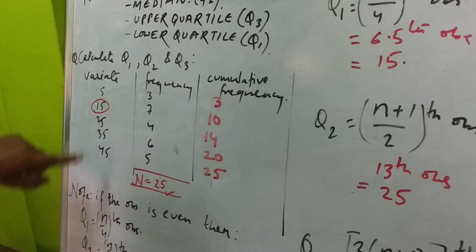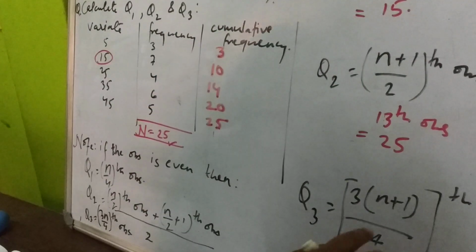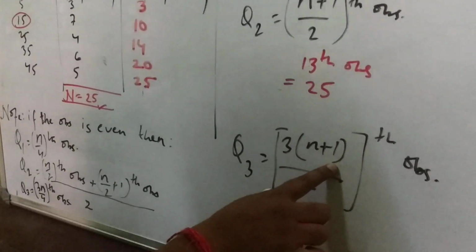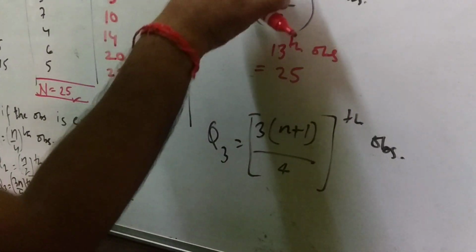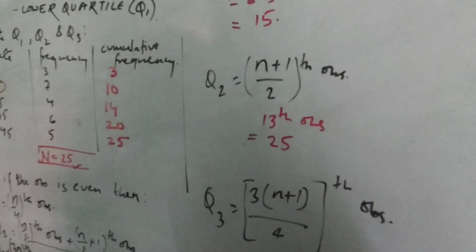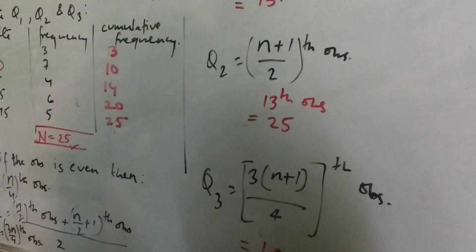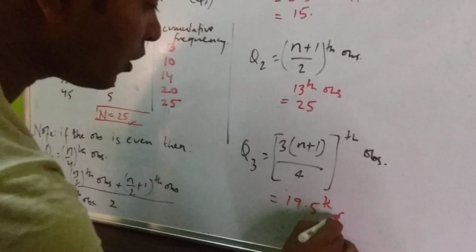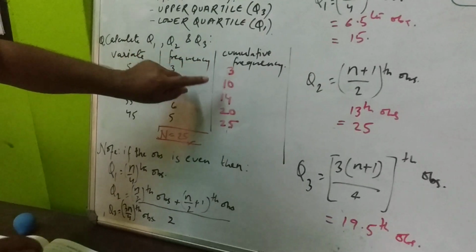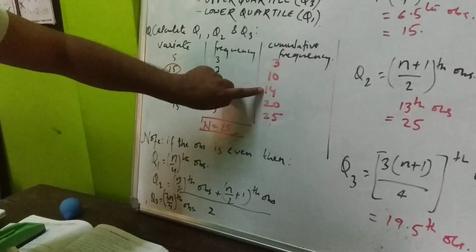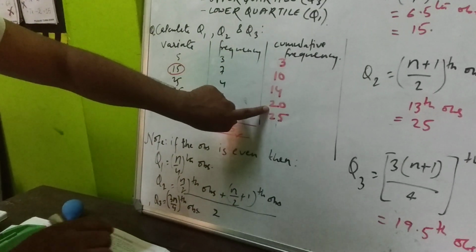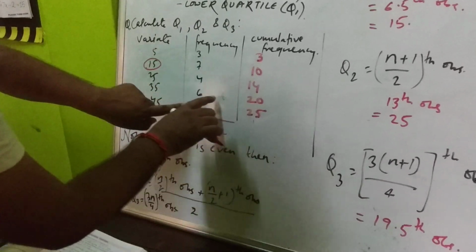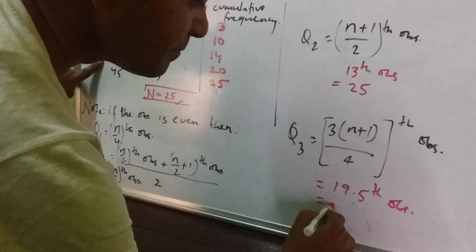Here again, Q3. Q3 is 25 plus 1, 26. 26 divided by 4 is 6.5. 6.5 into 3 is 19.5. That is 19.5th observation. So 11 to 14th here. So 15th to 20th here, which means 19.5 is also inside this, which is 35.